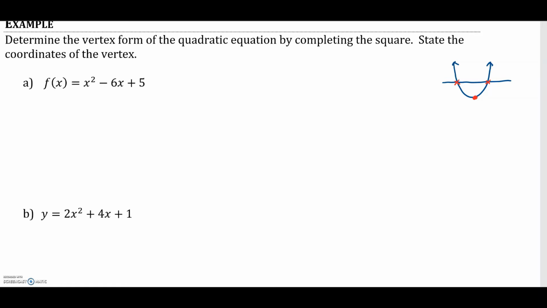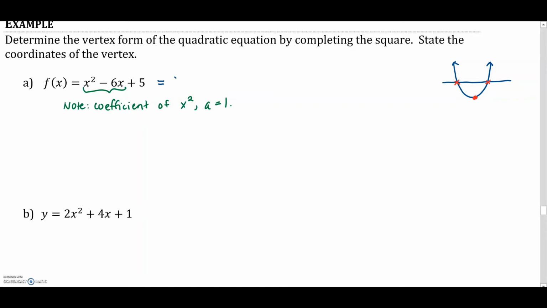Okay, the first question we have is f(x) = x² − 6x + 5. Note that the coefficient of x², which we call a, is equal to 1. Therefore, we don't need to complete the first step of our steps above. What we want to do is complete the square by taking a look at the x terms. So we have x² − 6x, and we need to determine what I need to add or subtract from x² − 6x in order to make it a perfect square.